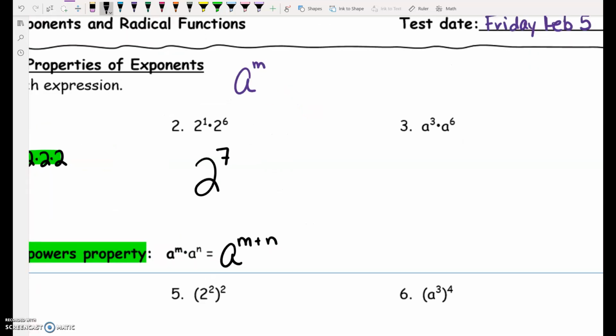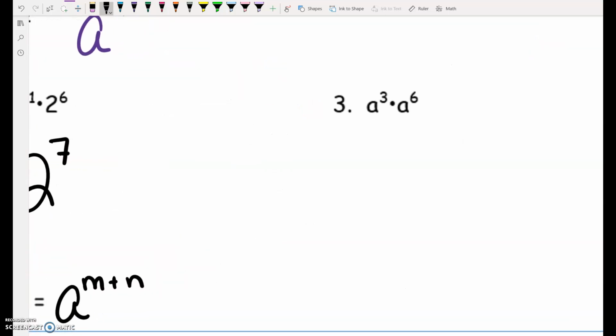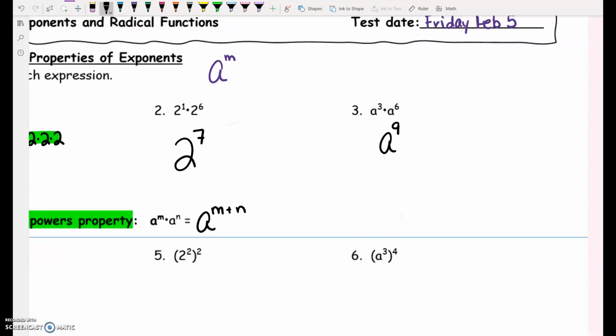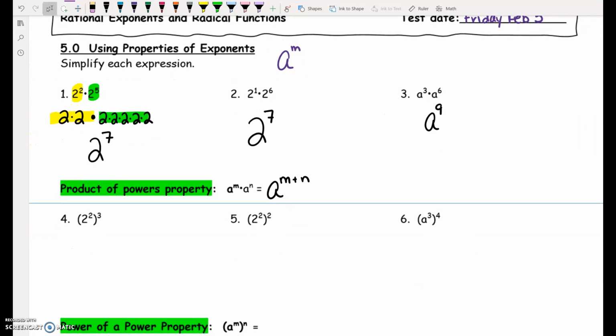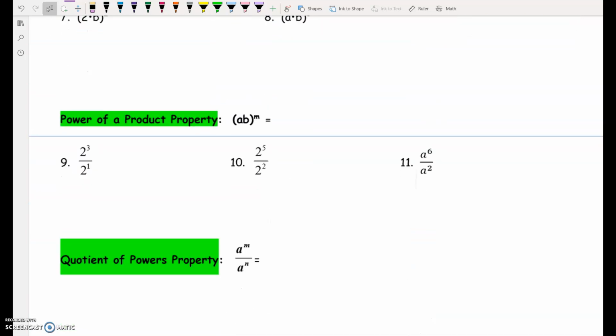So now let's apply it to variables. a to the 3rd times a to the 6th. What would that become? a to the 9th. Lovely. All right. And we're actually going to do this a little bit out of order because I think it makes more sense for our brains. So we're going to skip down to number 9.